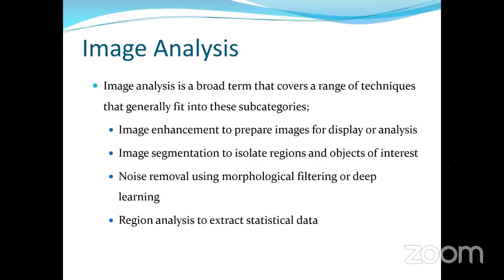So image analysis is also a broad term. It generally fits into subcategories like image enhancement, image segmentation, noise removal with morphological filtering, or deep learning. Nowadays, even for noise removal, we are using machine learning techniques, and region analysis to extract the statistical data. So what are the statistical data in an image? There are 12 or 16 statistical features we can extract from the image, like mean, median, mode, entropy, energy. With those statistical data, we can do a lot of analysis.